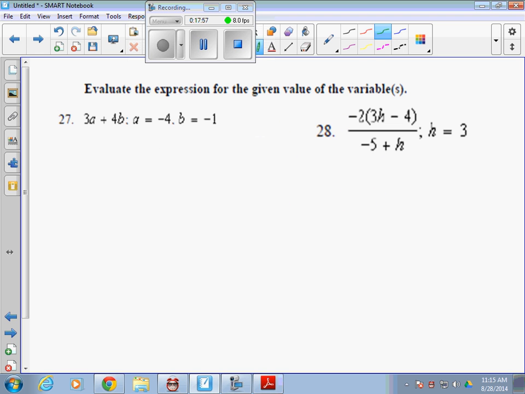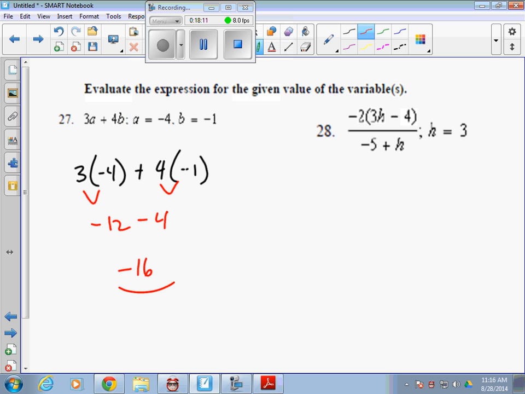27, we evaluate these expressions for the values they give. 3 times A is 3 times negative 4, plus 4 times B, 4 times negative 1. 3 times negative 4 is negative 12. 4 times negative 1 is minus 4. Negative 12 minus 4, negative 16.